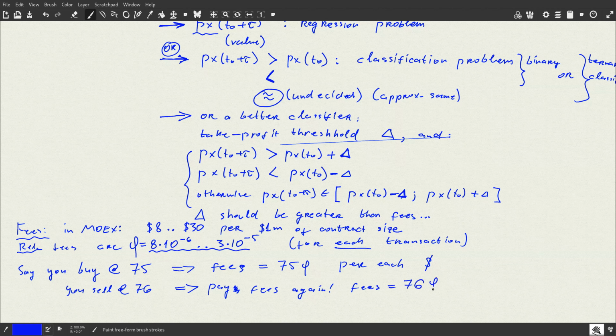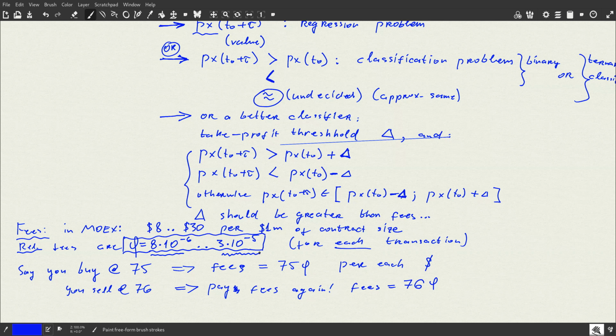6 times phi, where phi is in this range based on your arrangements with the exchange or your broker. And believe me, there is a big difference between 8 10 to minus 6 and 3 10 to minus 5. Most high frequency trading strategies would be quite profitable at the lower end of the fees, but they may become unprofitable at the high end, unfortunately.